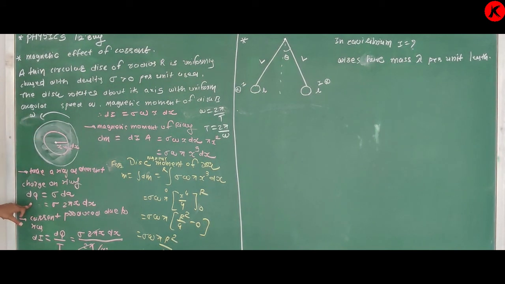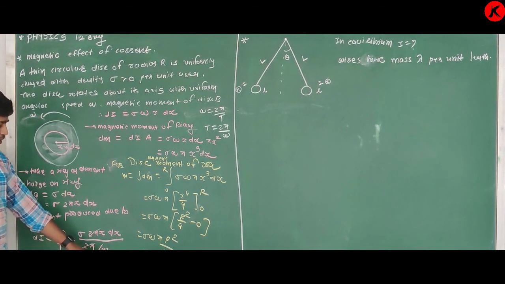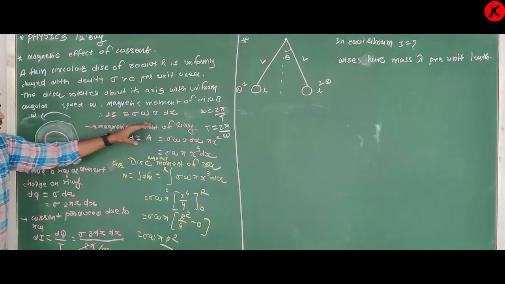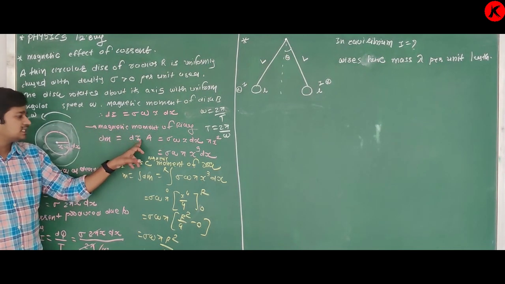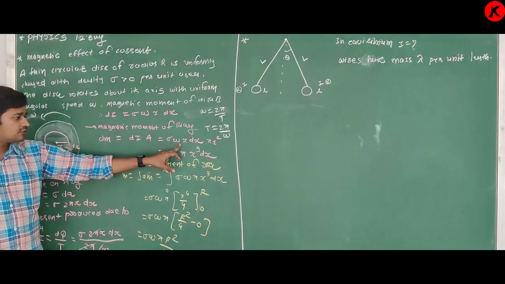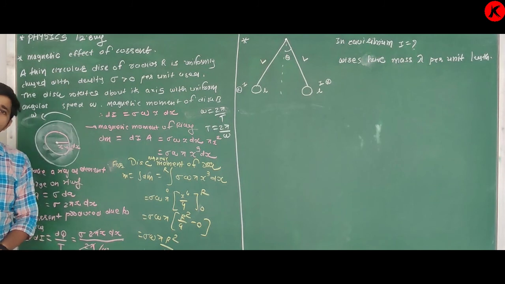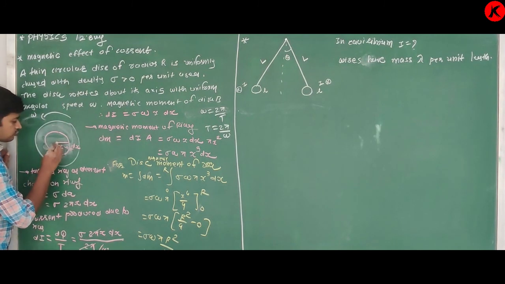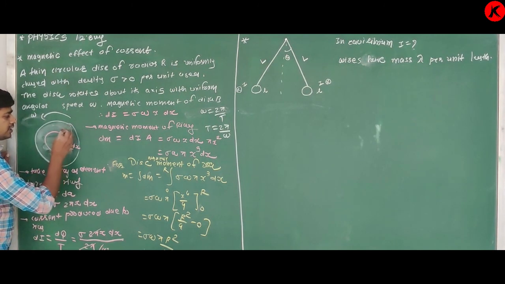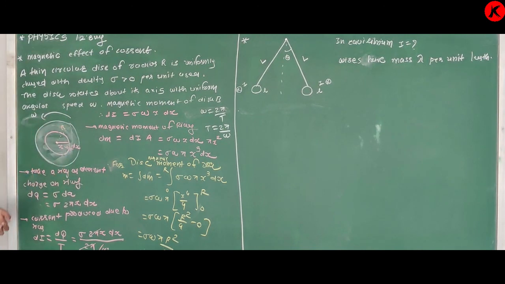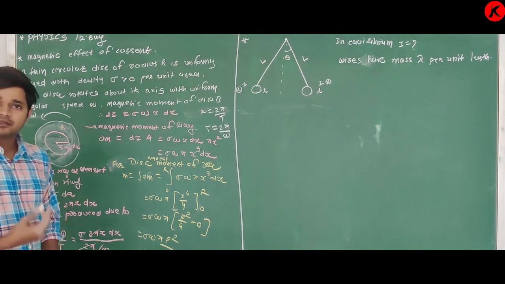Find the charge on it: dq is equal to sigma dA. Find the current produced due to the ring: dI is equal to dq upon T, where T you can write as 2 pi upon omega. The magnetic moment of the ring is the current into the area enclosed. Now for this magnetic moment, you have to integrate from 0 to r, because the radius goes from 0 to r. Clear? So this is one question based on the magnetic moment of current.